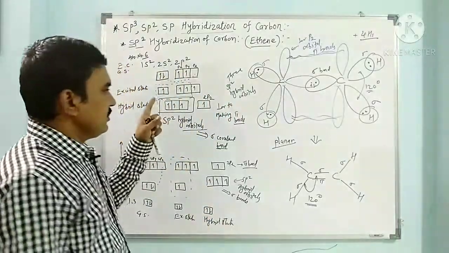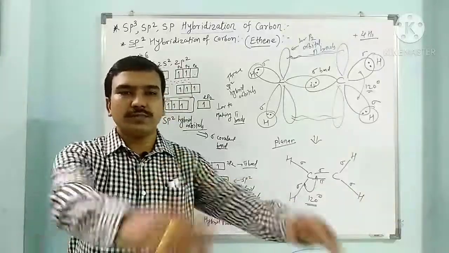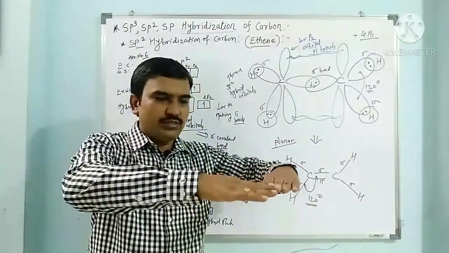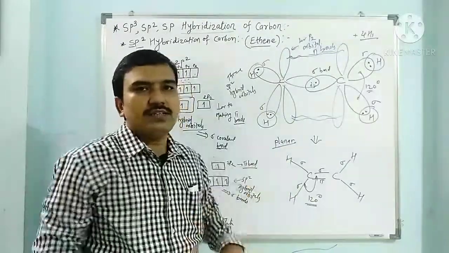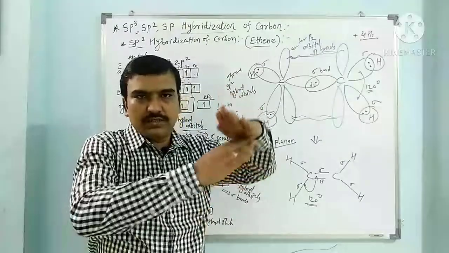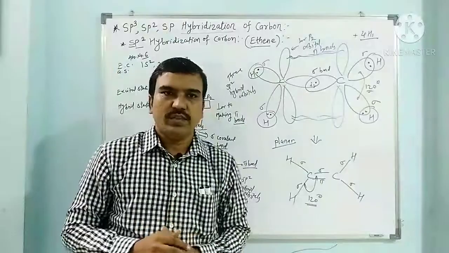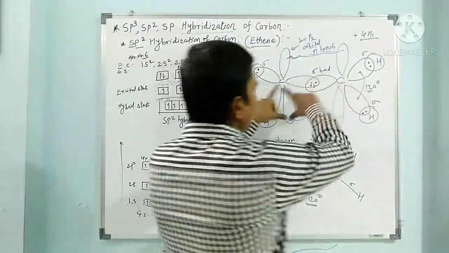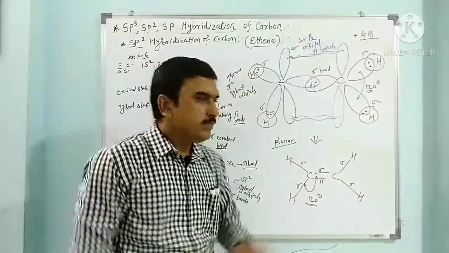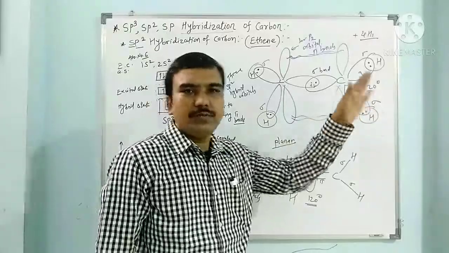Here two carbons have perpendicular p orbitals. How do they have perpendicular p orbitals? 3 orbitals are in a plane: this is 1, 2 and this is 3. So 3 orbitals lie in one plane, and the perpendicular p orbitals overlap laterally and form a pi bond between these two carbons. One sigma bond is between the two carbons because of the overlapping of the sp2 hybrid orbital of one carbon with the sp2 hybrid orbital of the other carbon.